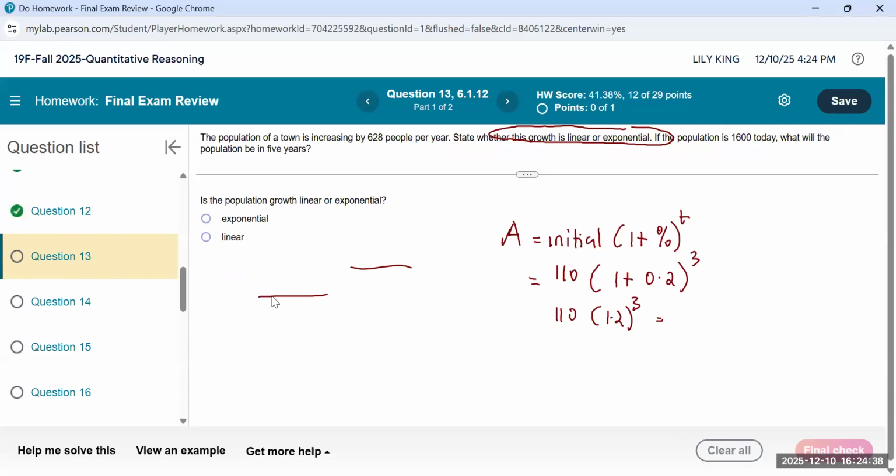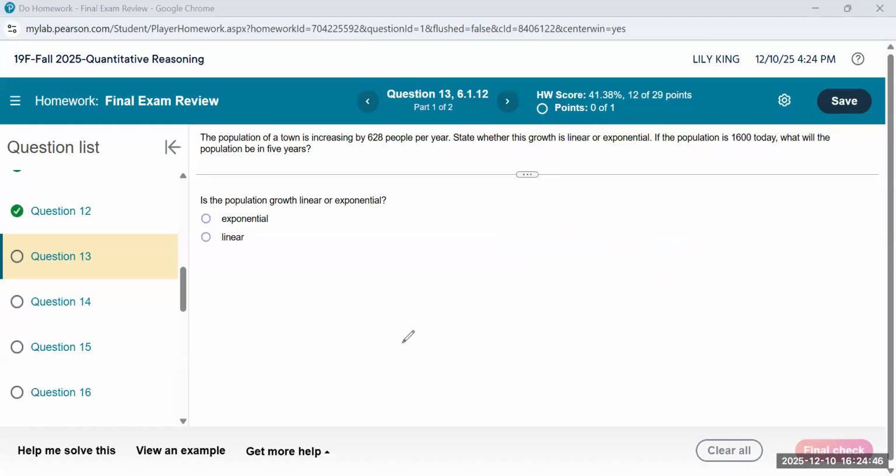All right. Now for the next one, we also need to figure out whether the population growth is linear or exponential. Now, because the increase is a fixed value, this makes this growth linear.